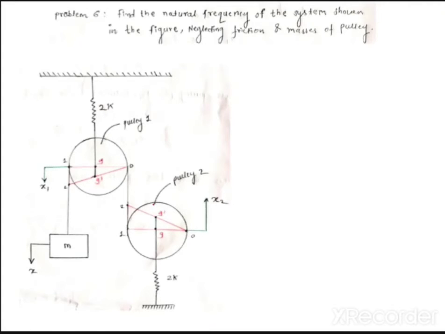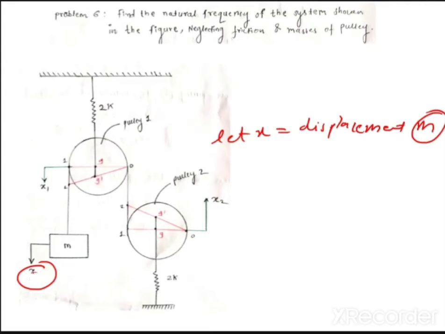Now to solve this, first of all let us consider something. How will you start? We'll say that let x be the displacement of the mass m. Mass m is displaced by x. So what will the distance 1 to 2 be? Can anyone tell me? 1 to 2, again the same. What will your instantaneous center be? Let us say this is the instantaneous center point O.